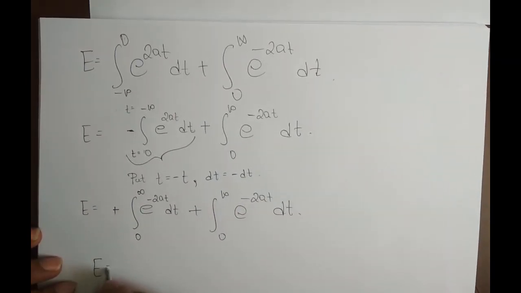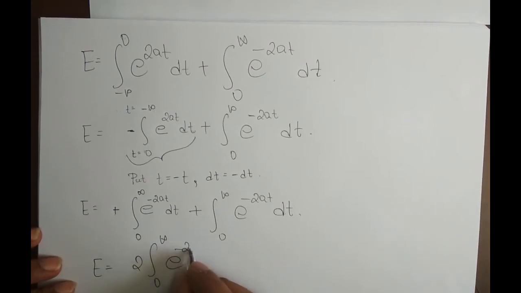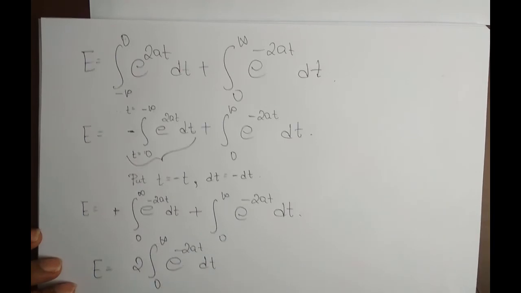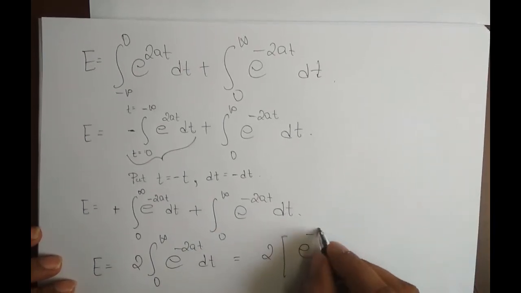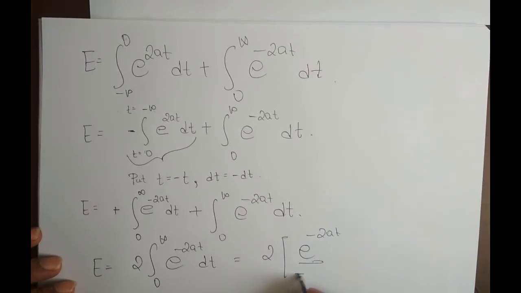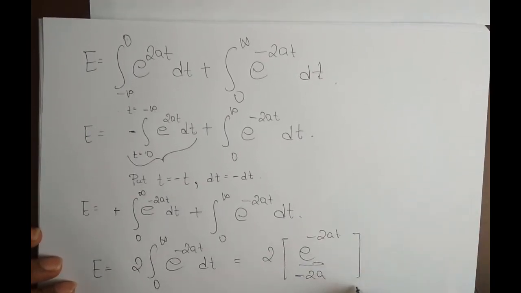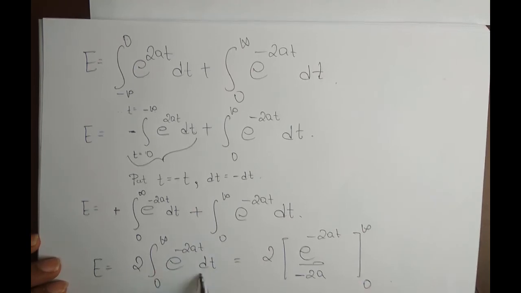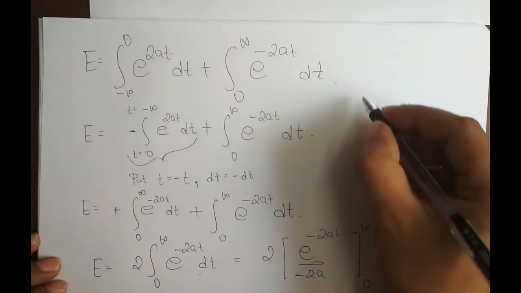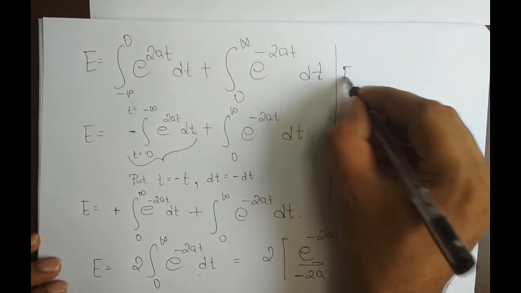Now this is nothing but what? 2 times integrating from 0 to infinity e power minus 2at dt. Okay, and this is equal to what? 2 times e power minus 2at divided by minus 2a, right, with the integration limit 0 to infinity. Integration of e power minus 2at with respect to t is what? e power minus 2at itself divided by the coefficient of t, which is minus 2a.